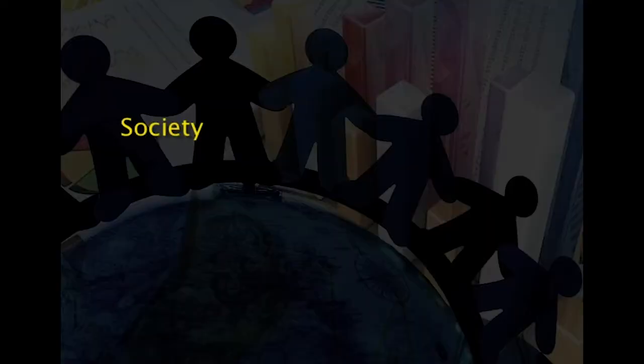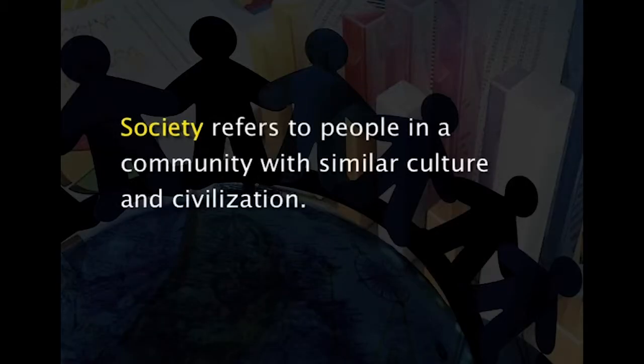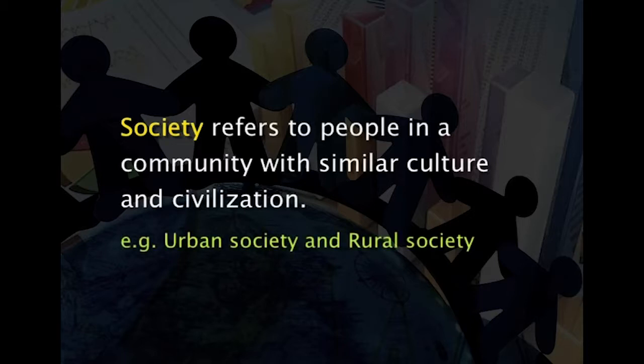While understanding the meaning of social structure and social system, we have come across certain terms like society, socialization, social control, social interaction, social stratification, norms, values, etc. Now, let us understand the meaning of these concepts. Society. Society refers to people in a community with similar culture and civilization. For example, urban society, rural society.